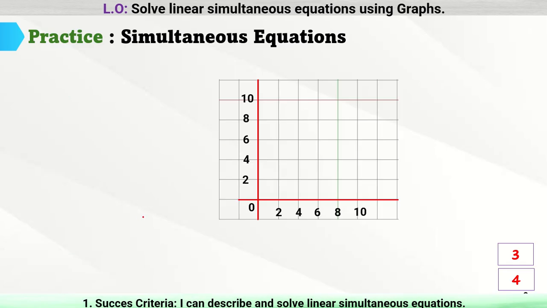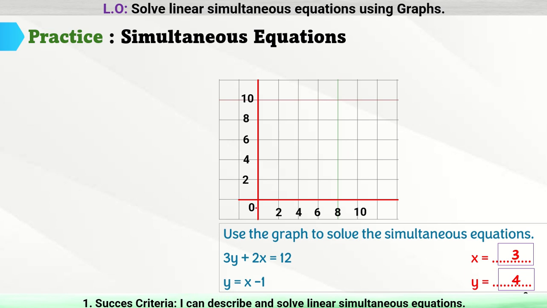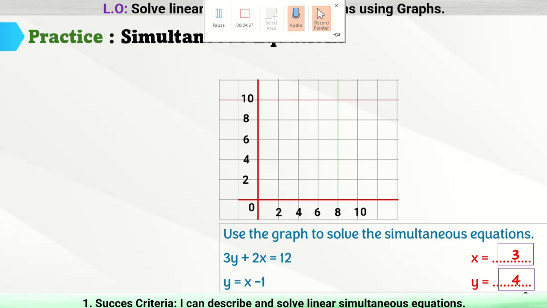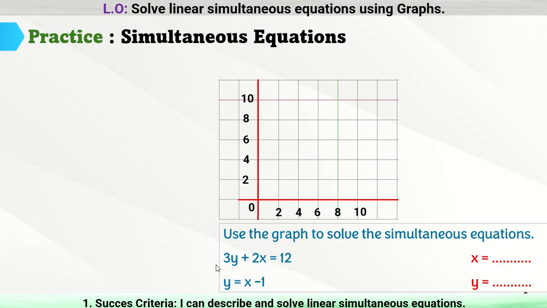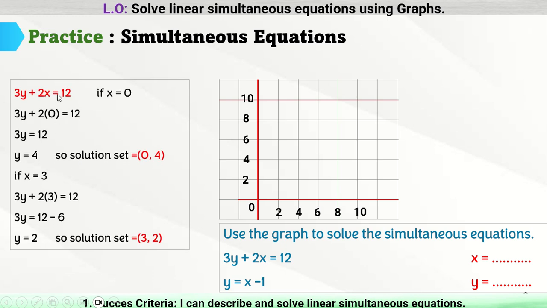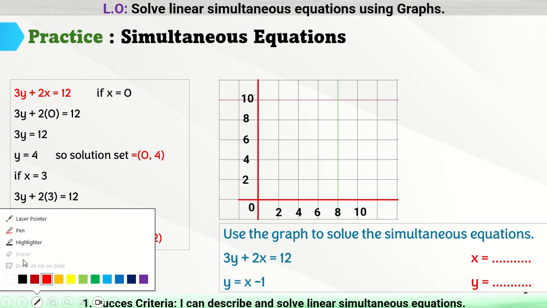Now let's practice some. We have a graph here. Now use the above graph to solve this simultaneous equation. The two equations are 3y plus 2x equals 12 and y equals x minus 1, right? Now let's solve the first one. Here you can see some of the values which I have taken by just substituting the values of x into the equation 3y plus 2x, right? So you can take a minute, using the same method which I have already explained to you.